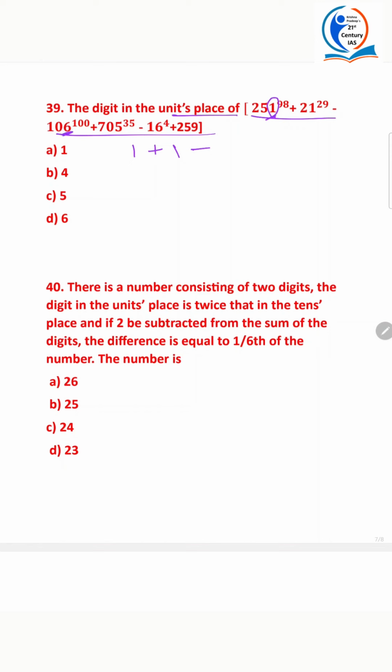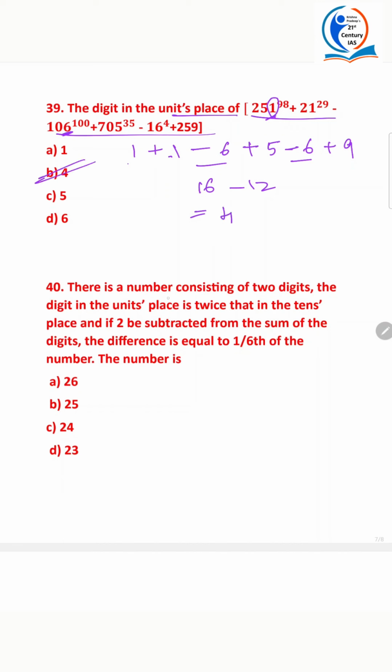Okay, 6. 6 to the power of 100 is always what? 6. Because 6 square is 36. Again, 6 into 6, 6 into 6, it is always 6. Okay. Plus 5 to the power of 35 is 5 again in the units digit. Minus 6 plus 9. Okay. So minus 6 is minus 12, and 9 plus 1 is 10, 10 plus 1 is 11, 11 plus 5 is what? 16. So the units digit is 4.